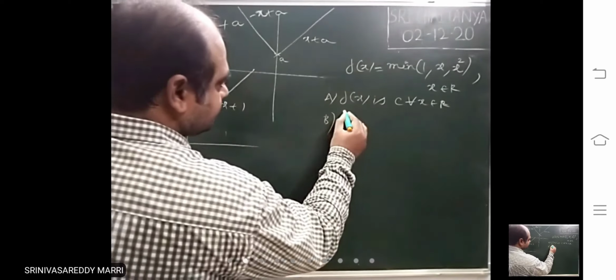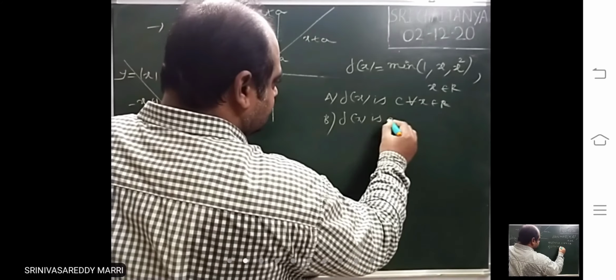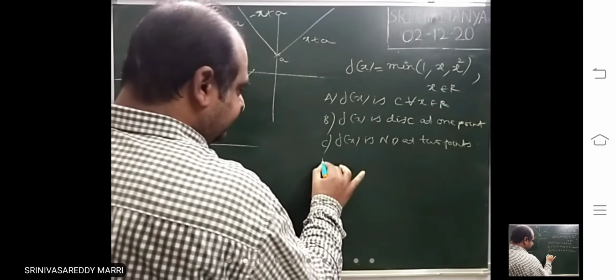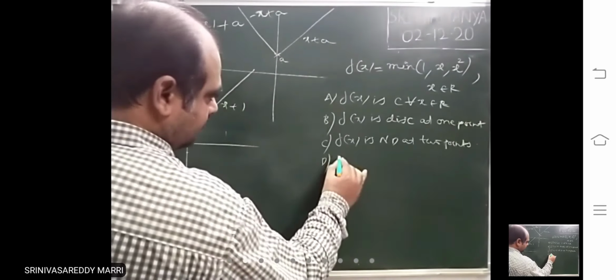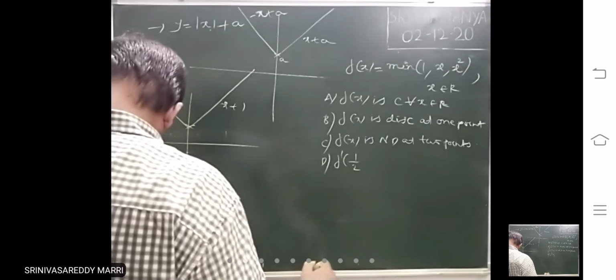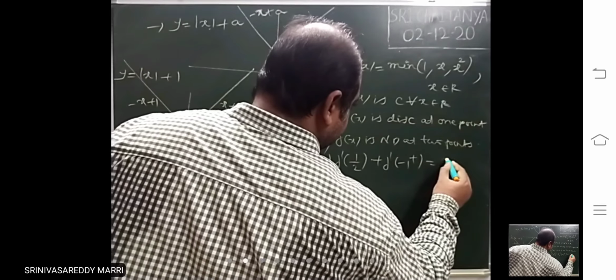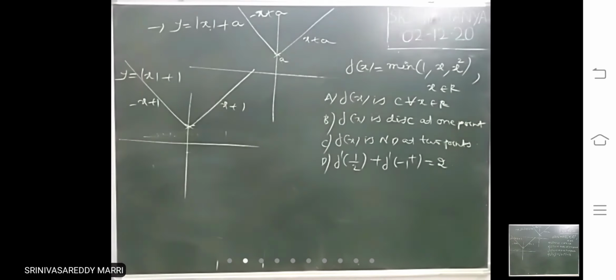B: discontinuous at one point. C: is not differentiable at 2 points. D: equal to 2. Look, there can be more than one correct answer.